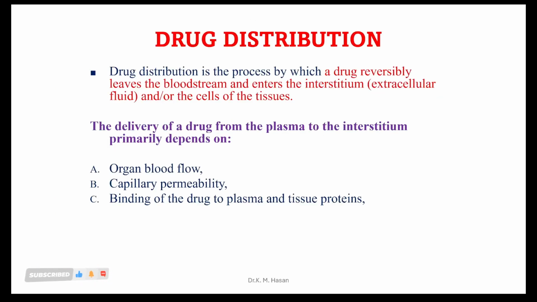Okay, the second topic on the drug pharmacokinetic and clinical pharmacology will be the drug distribution. Drug distribution is defined as a process by which the drug reversibly leaves the bloodstream and enters the interstitium, such as extracellular fluid and/or cells or tissues. So we need to be familiar with the definition: the drug leaving the bloodstream to the cells and tissues reversibly. And we have several factors that determine the drug distribution: organ blood flow, capillary permeability, and binding of the drug to the plasma and tissue protein.